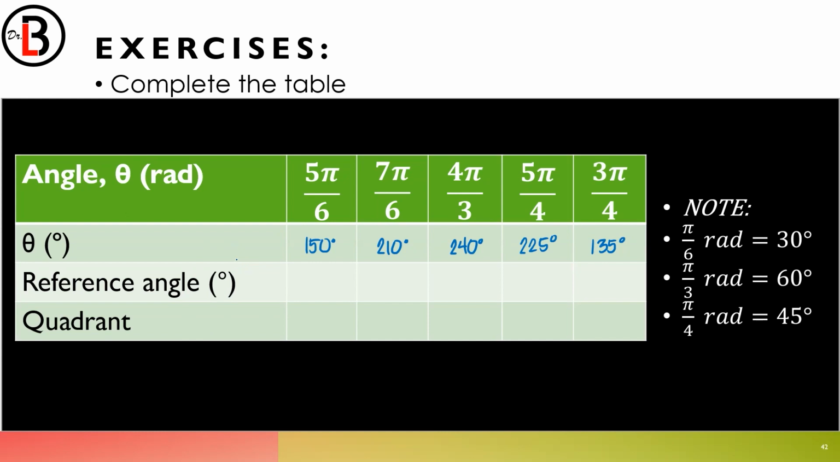Reference angles are angles that are acute and in reference with the x-axis. So 150 degrees is close to 180. So let's subtract it from 180. 180 minus 150 is 30 degrees in quadrant number 2. 210 degrees is close to 180 as well. So that means 210 minus 180, that's 30 degrees as well, but this is found in quadrant number 3.